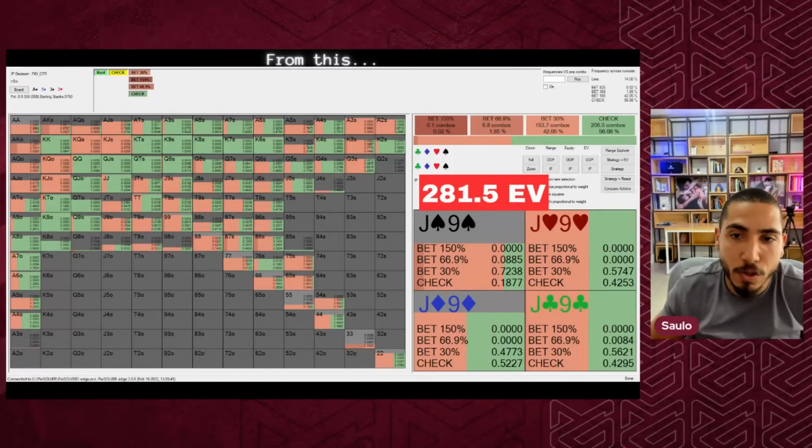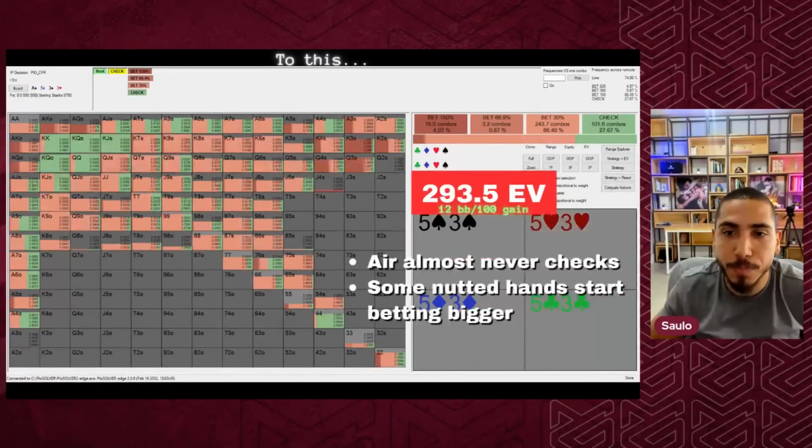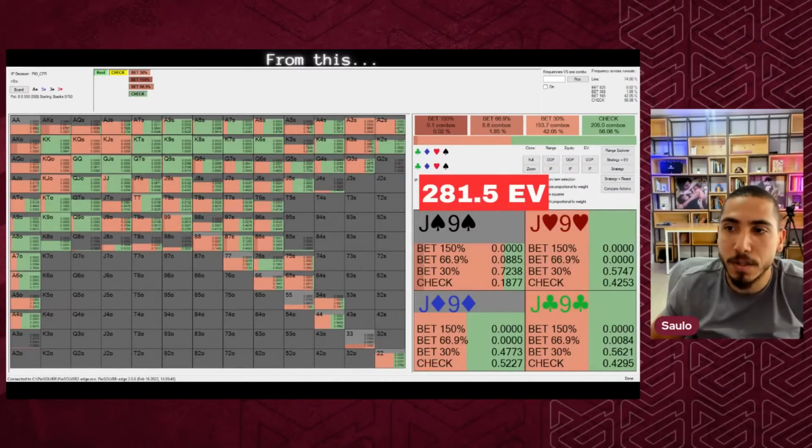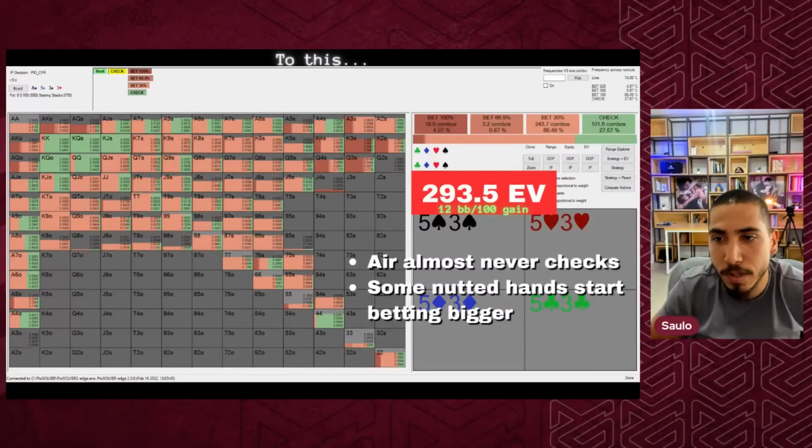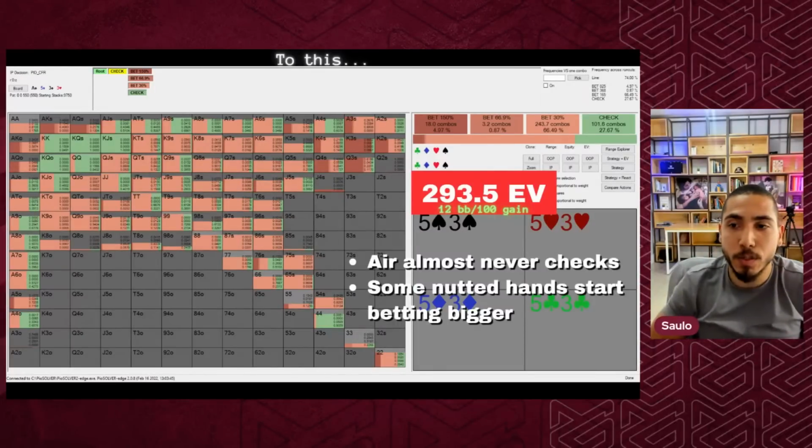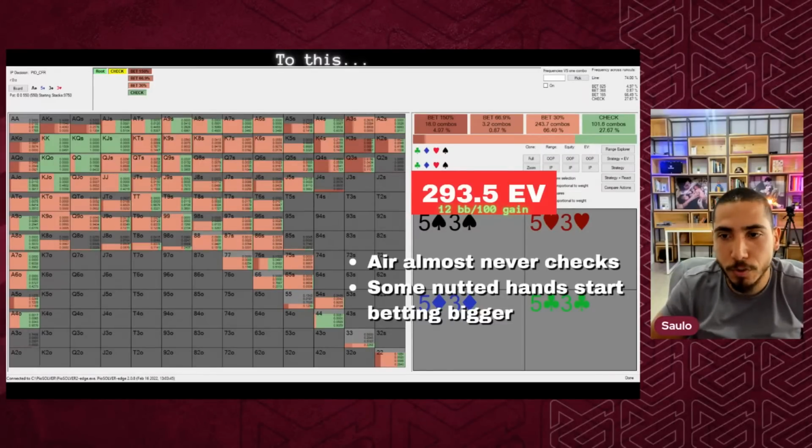And if you allow the solver to adjust for the imbalance, you get to this. So you get now to, instead of 56% checks, you check only 28% of the time. You increase your EV by 12 big blinds per 100, and you have some very obvious changes in your strategy. You see first that air almost never checks. Now you're just delay c-betting most of your air hands.